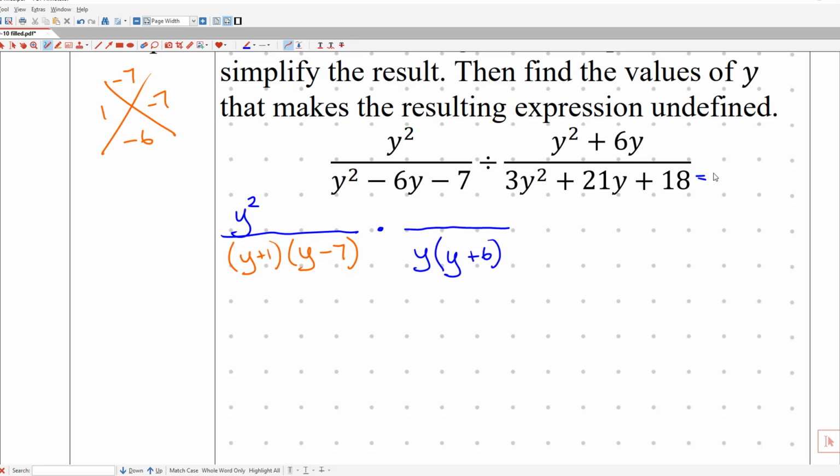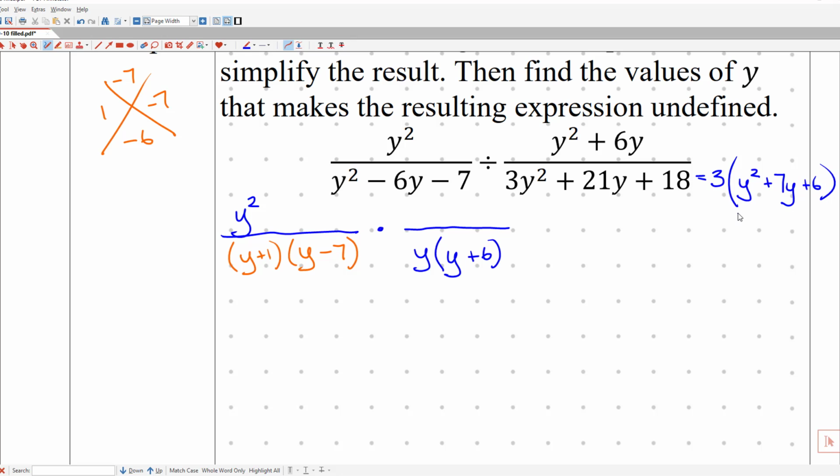If I factor out 3, I can't factor out a y because 18 doesn't have any y in it. So if I factor out 3, what's left over? I have y squared. I'm just dividing each of these terms by 3. 21 divided by 3 is 7, so plus 7y. And 18 divided by 3 is 6, so plus 6.